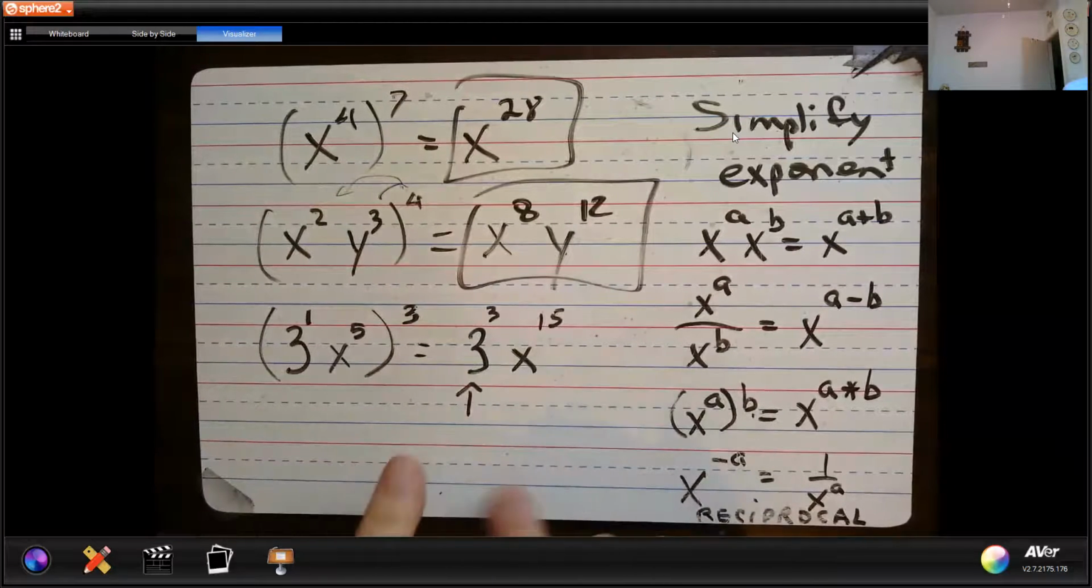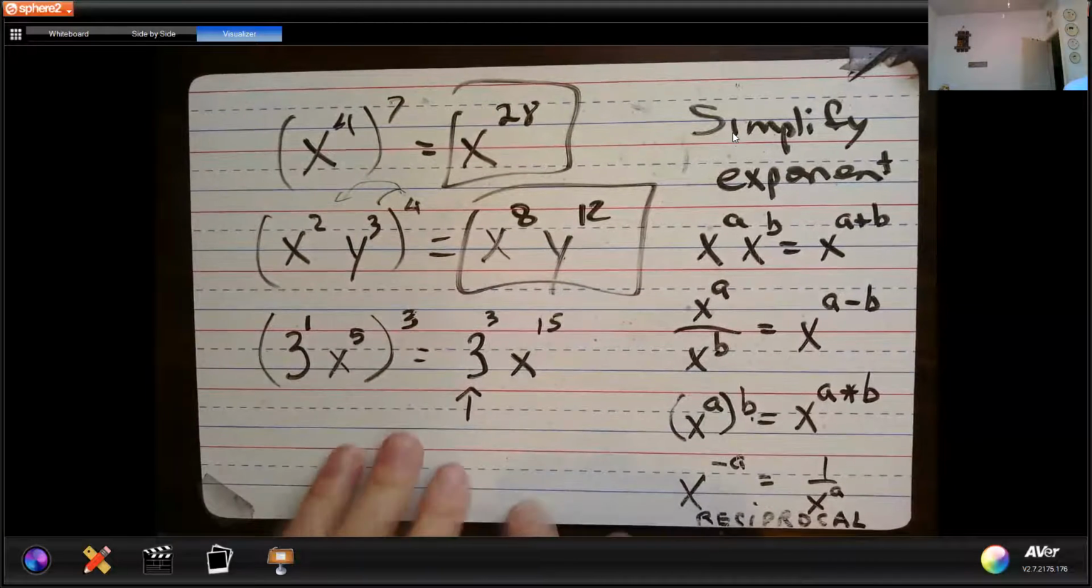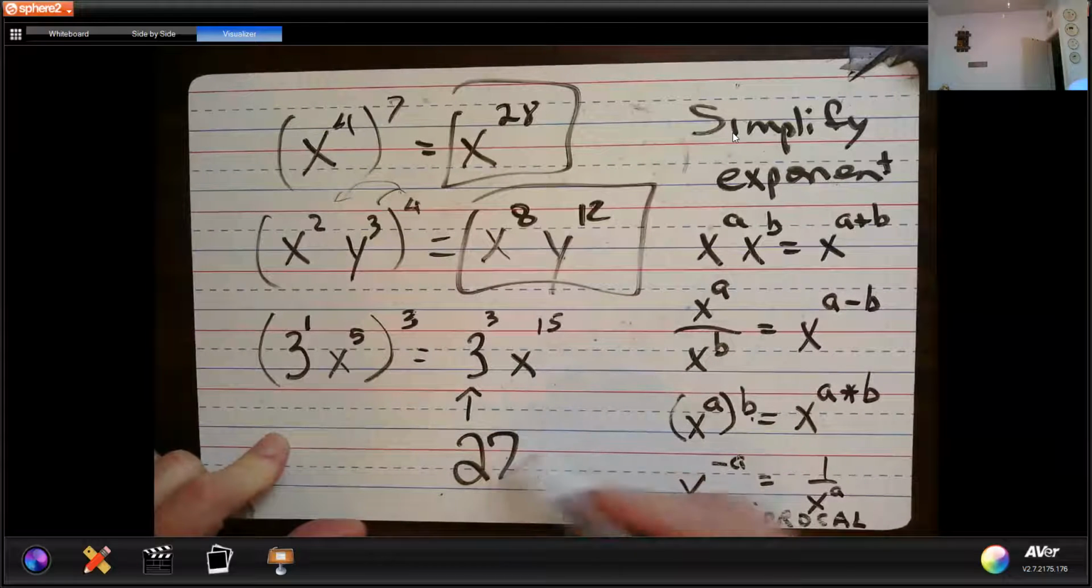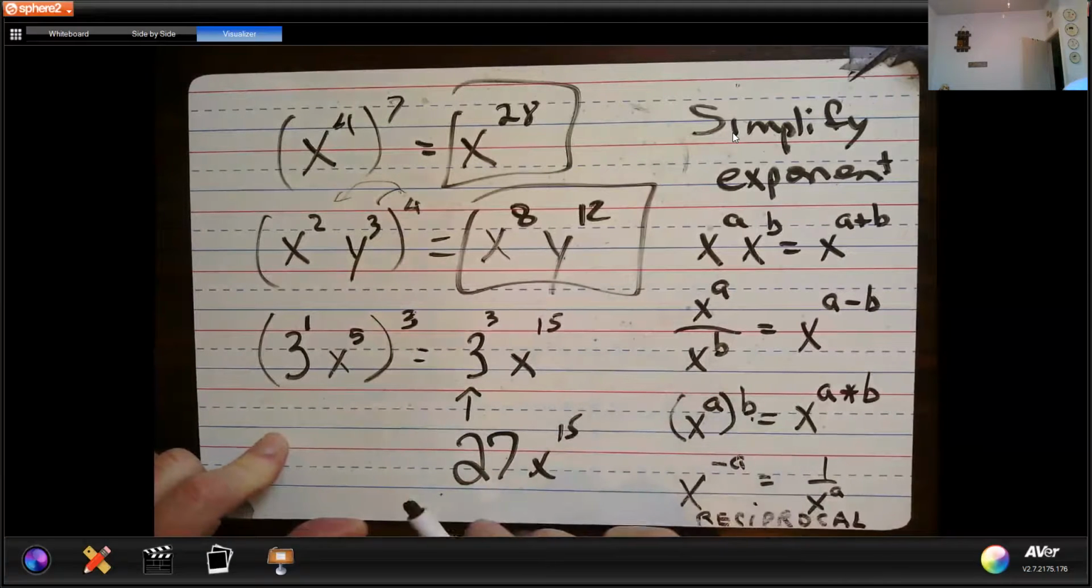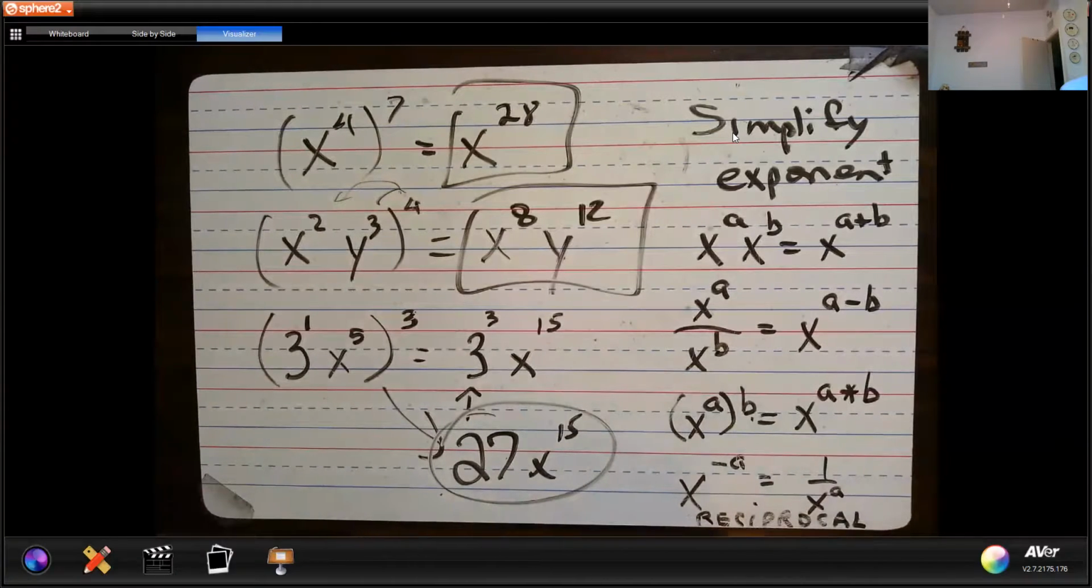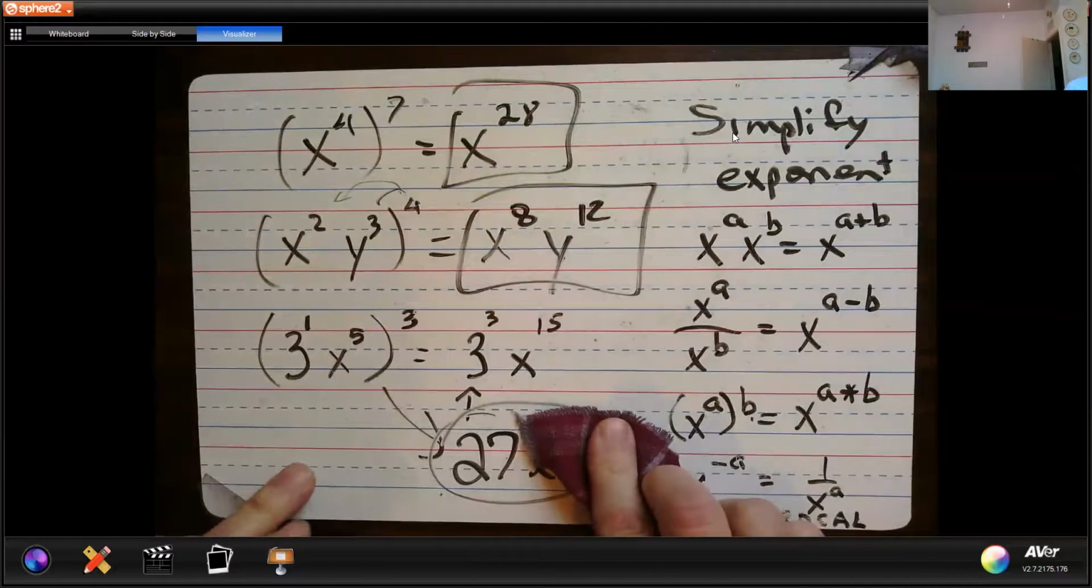So 3 to the 3rd means 3 times 3 times 3. That's 27 x to the 15th. Right? So the answer is really this. That's what we want. Don't be confused. That's absolutely what we want.